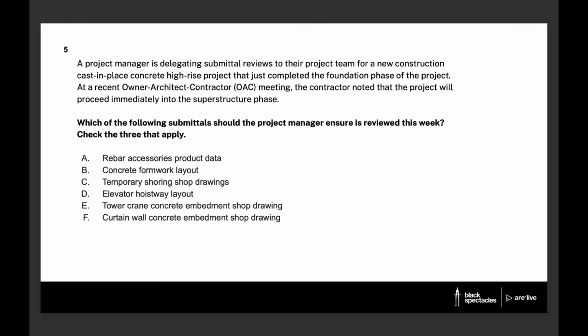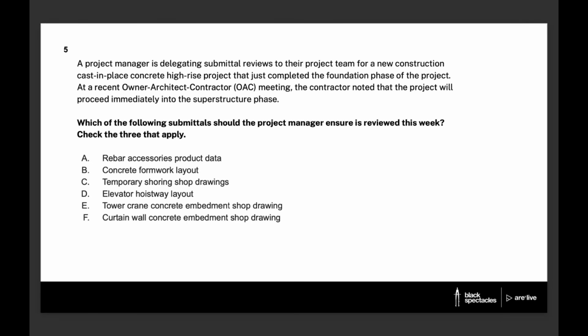So A, rebar accessories product data. This is a pretty common submittal for a cast-in-place concrete project. You might be reviewing things like those little chairs that hold the rebar above the bottom of the form, for example, maybe some bentonite clay, stuff like that. All the accessories that are going to be used throughout the concrete pour. We're about to enter the superstructure phase of the project. We definitely want to prioritize this type of submittal, and it's a very common submittal for this project type, so I would say that that is a correct answer.